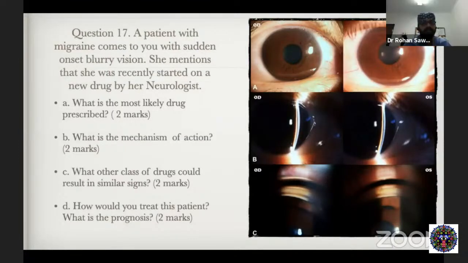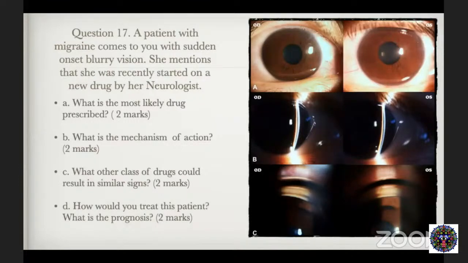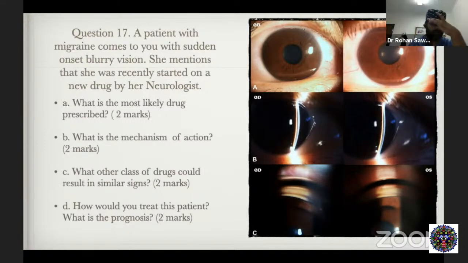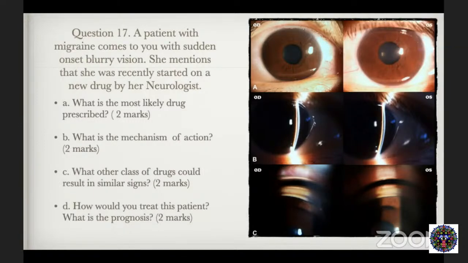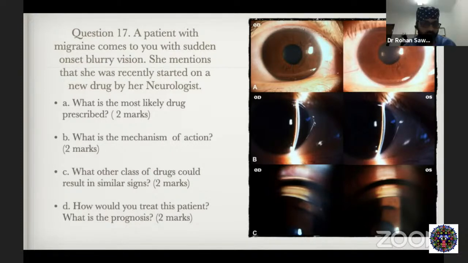Are there any other classes of drugs which could result in similar signs apart from topiramate? Can you think of any other names? Sulfonamides. Great. You should think about sulfur drugs, also including acetazolamide, which is one example of sulfonamides. Great. How would you treat this patient, and what is the prognosis? Stop the drug. Prognosis. Yeah, great.